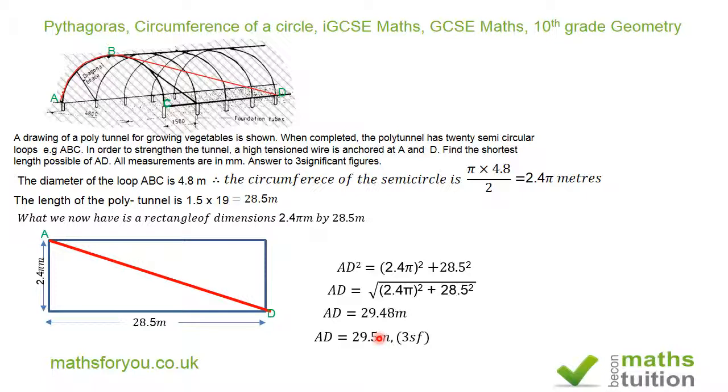Now, if you want to change this to millimeters, you can do that if you wish. If you multiply 29.5 by 1,000, you should get 29,500 millimeters. And that should be our answer.